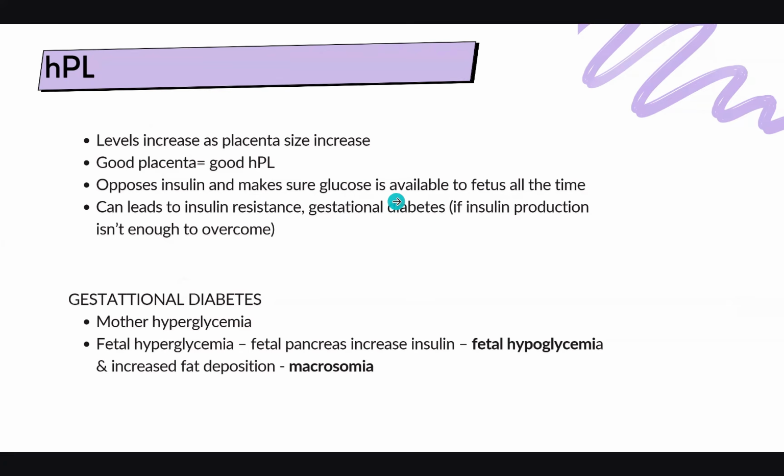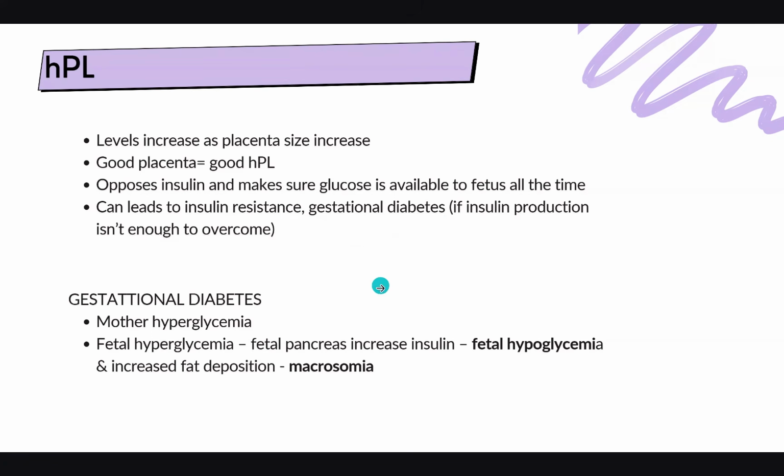Again, this is extra over what the fetus actually needs. So HPL is secreted in excess to make sure that all the glucose that can ever be available is available to the fetus. But normally insulin production is increased in the mother, and this overcomes the extra glucose. But when the pancreas of the mother is not able to make enough insulin, this leads to gestational diabetes.